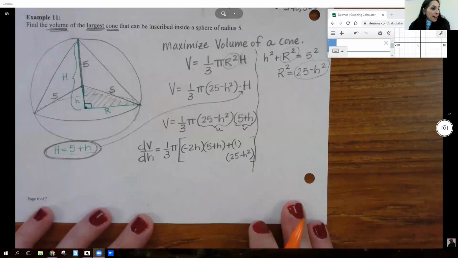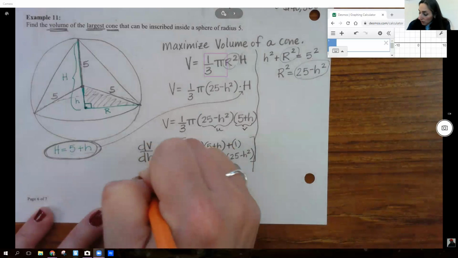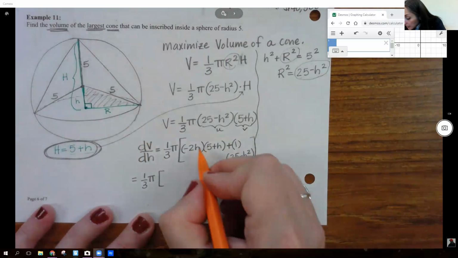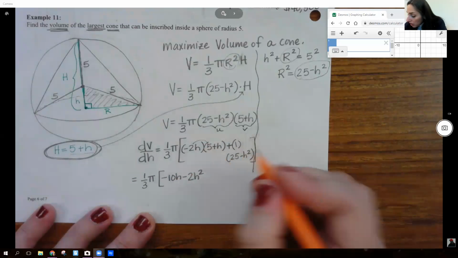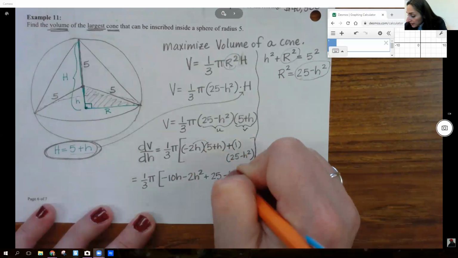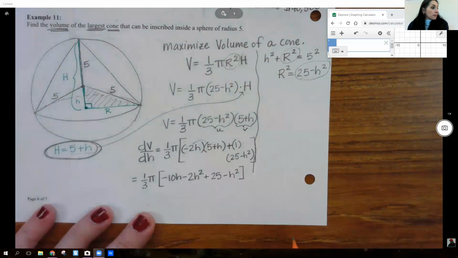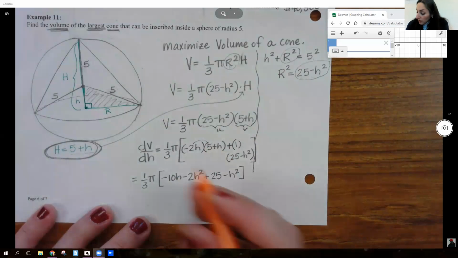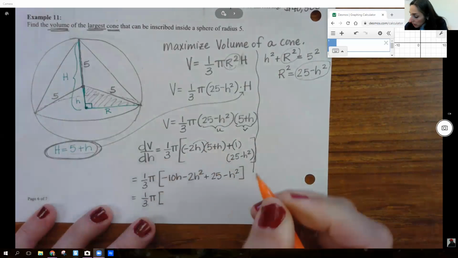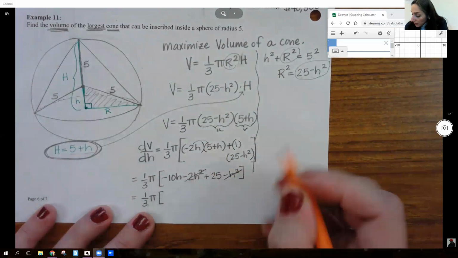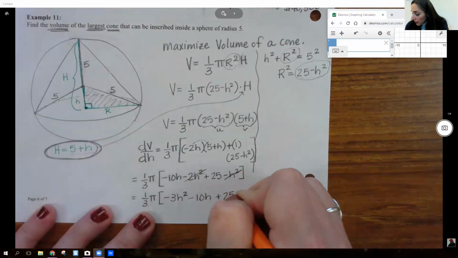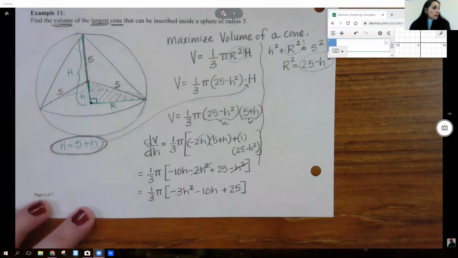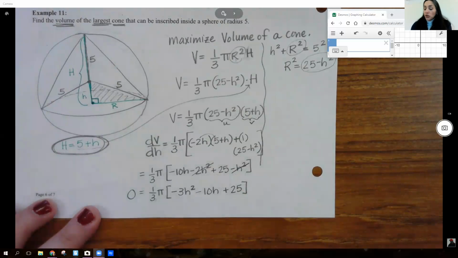Okay, now I'm going to clean things up a little bit. Give myself a little more space. This will be negative 10h minus 2h squared plus 25 minus h squared. And we could continue to combine. I'm going to write it in descending order. So negative 2h squared and negative h squared combine to negative 3h squared, minus 10h plus 25. So that's our derivative. We're going to set that equal to 0 because we are trying to maximize the volume. So we're looking for a maximum.